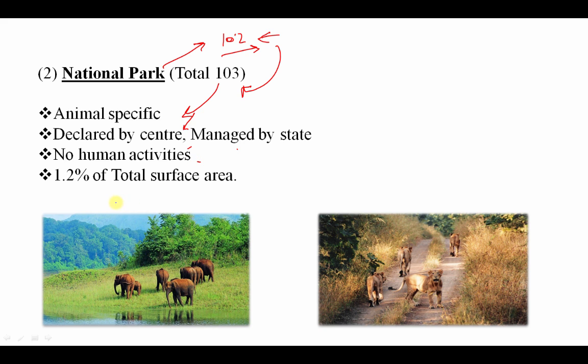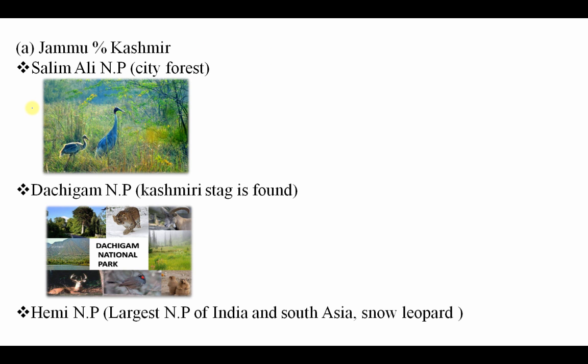And of the total surface area of our country, 1.2% is national park. Okay, that is 1.2%. You don't need to remember this. Okay, you only need to remember all the three things. So let's start from the northern part of the country. Okay, slowly and slowly we'll cover all the states.